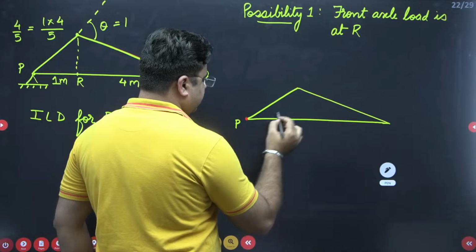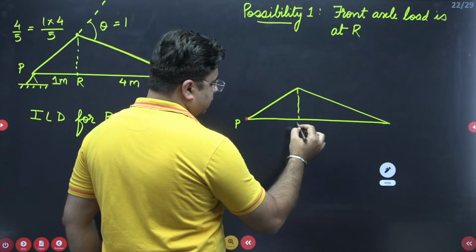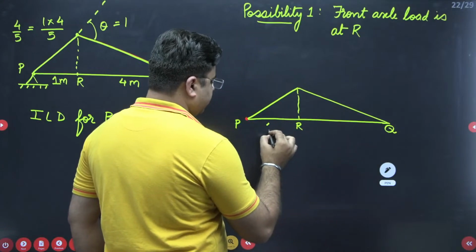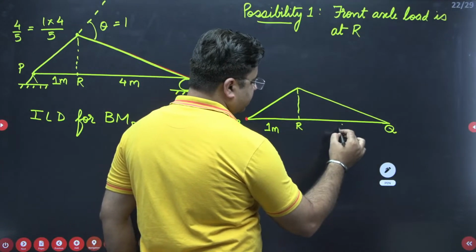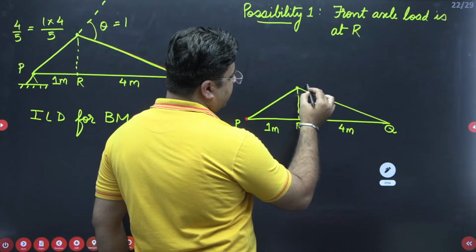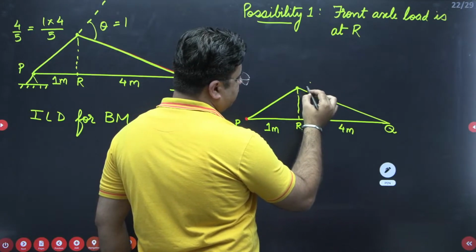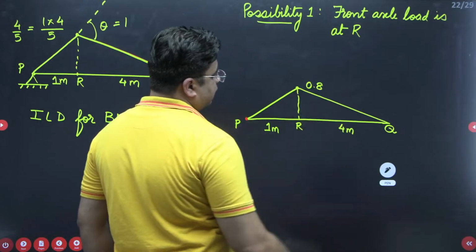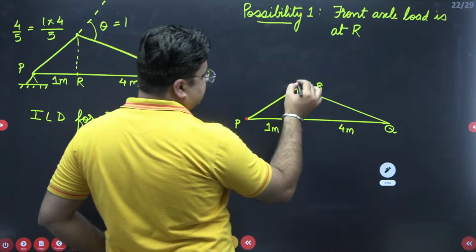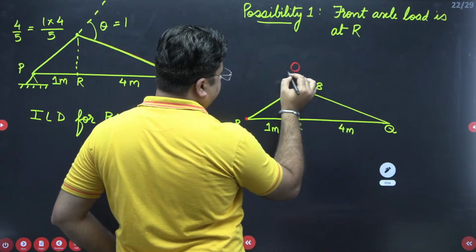This is P. This is R. This is Q. This is 1 meter and this is 4 meters. And this one is 4 by 5, or you can take it as 0.8. Right? Now first possibility is my front axle load is at point R, like this.